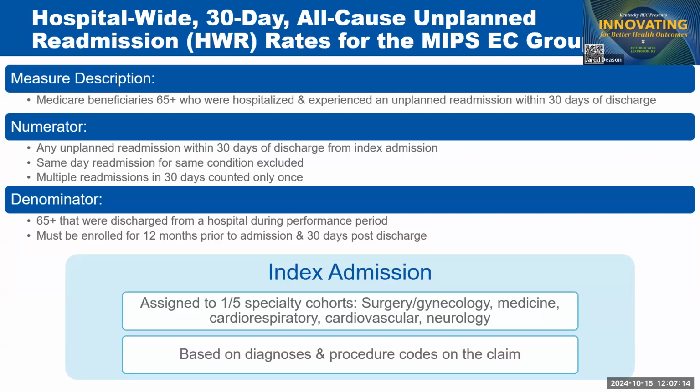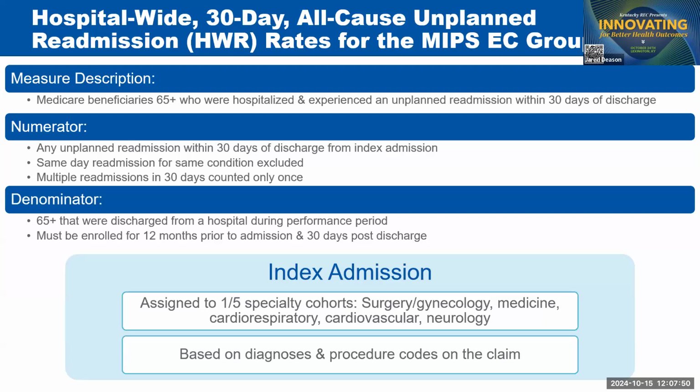So let's dive deeper into the first of our 4 measures today, hospital-wide 30-day all-cause unplanned readmissions. This measure evaluates the rate of unplanned readmissions to a short-stay acute care hospital within 30 days of discharge for any cause. CMS emphasizes this measure to help reduce avoidable readmissions and promote high-quality, efficient care.